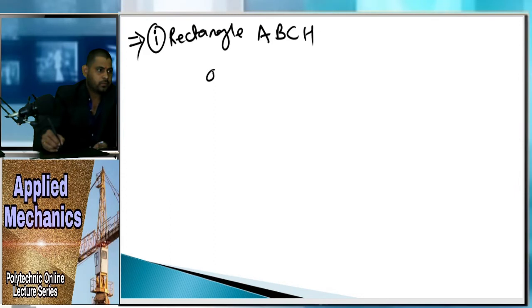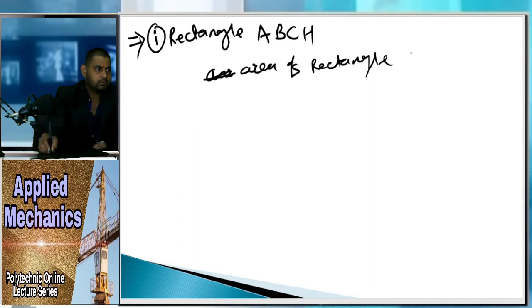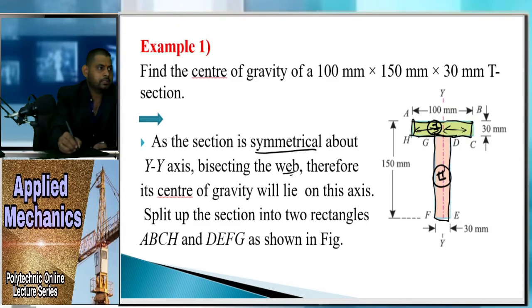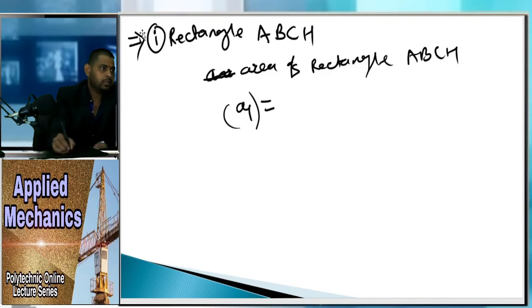So you can see the area of this rectangle ABCH, that is nothing but A1. We have to find out the area. So what is the area of a rectangle? That is nothing but the length into height. This is the length, and this is the height. So 100 multiplied by 30. Here the area of a rectangle is nothing but L into H.